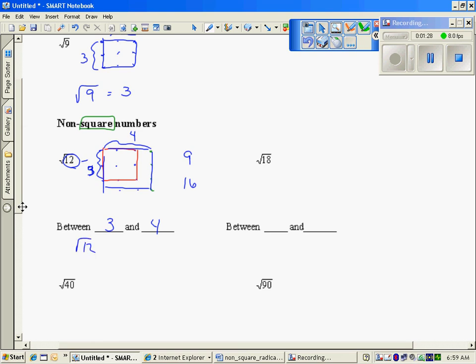The square root of 18, well, if I look at a square that is 4 by 4, that would use 16 of those items. If I look at a square that is 5 by 5, that would need 25. 18 is someplace between 16 and 25, so its dimensions are going to be some value between 4 and 5.